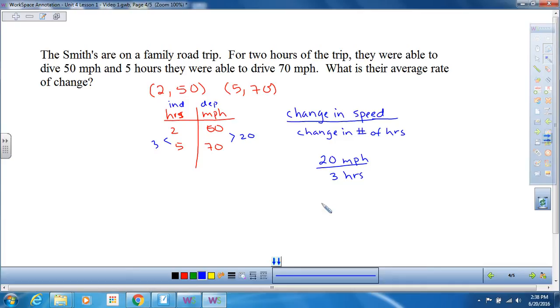Let's go ahead and divide so I know what their unit rate was. So 20 divided by 3, you're going to get a repeating decimal, 6.6 repeating. So if I round it to two decimal places, 6.67 miles per hour over 1 hour. Alright, so they increased by 6.67 miles per hour across their trip.